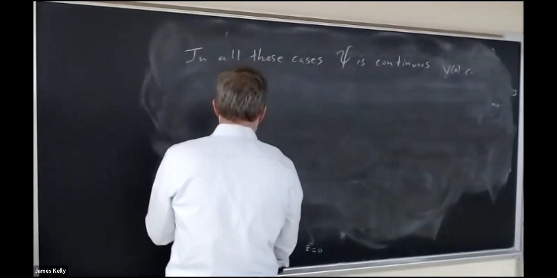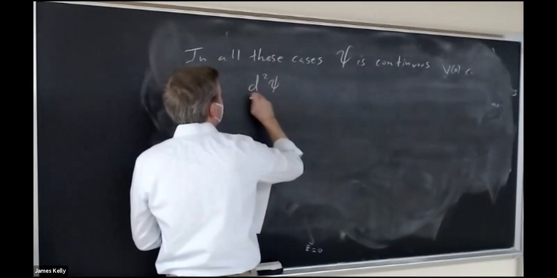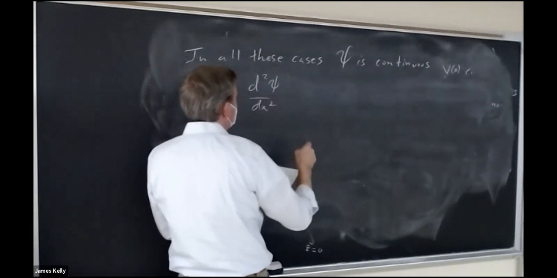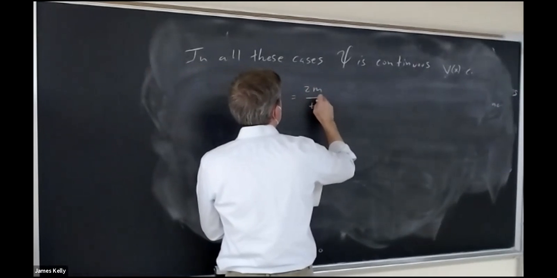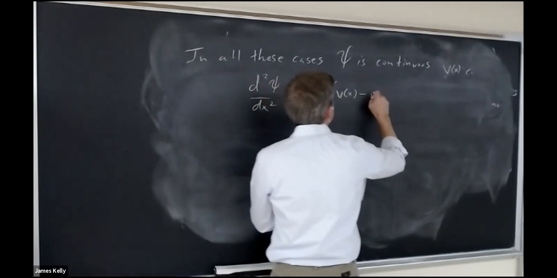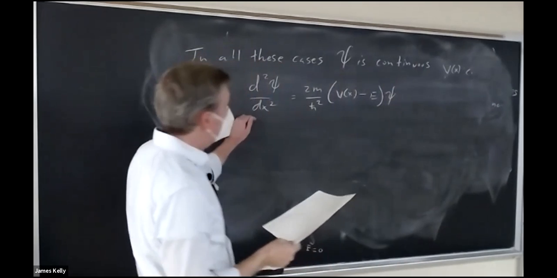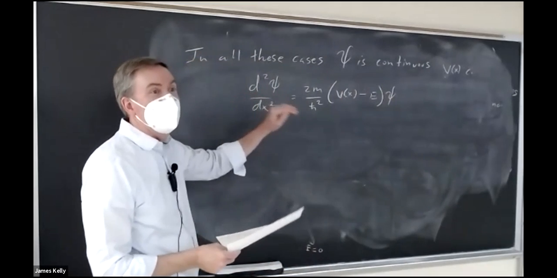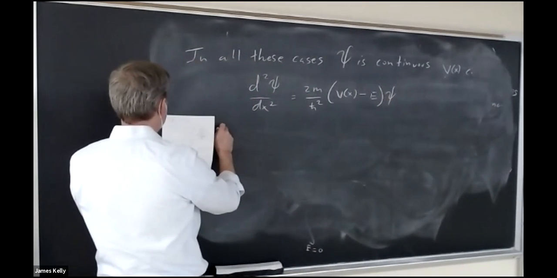Oh, and I shouldn't have erased that. I want to still look at that version of the time independent Schrodinger equation. The second derivative of psi with respect to x is some constants times v of x minus e times psi. Now let's go through our 4 cases and see what has to be true of psi double prime and psi prime.